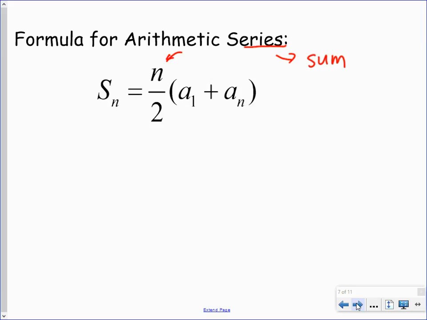In this formula, n represents the number of terms to add. Okay, so do you want to add 10 terms or do you want to add 100 terms? You decide. And then we'll also have the first term here, and then we have the nth term, which in this case represents the last term you want to add. So if you want to add 100 terms, then you want the 100th term right there.